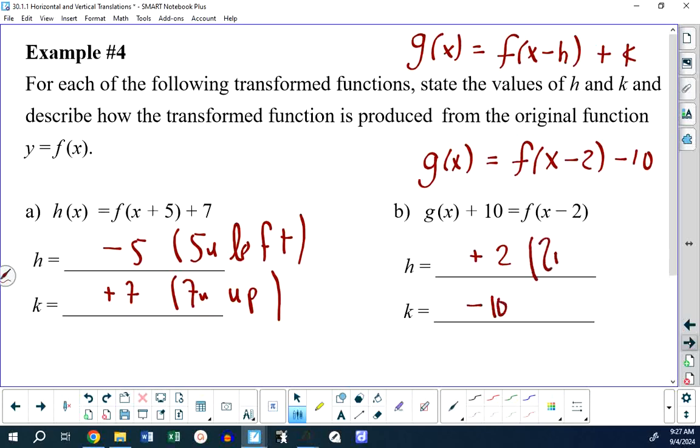Bottom line is 2 units right and 10 units down. And again, as I said, you're going to stumble. I think I stumbled earlier, didn't I? Didn't I say left when I meant right? Or it's going to happen. Any questions with example 4?